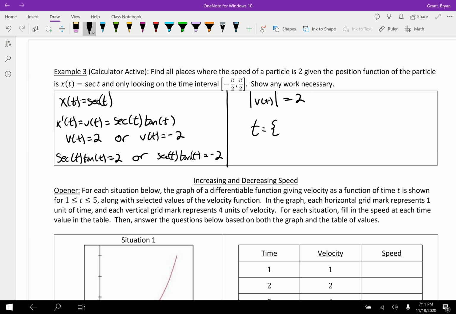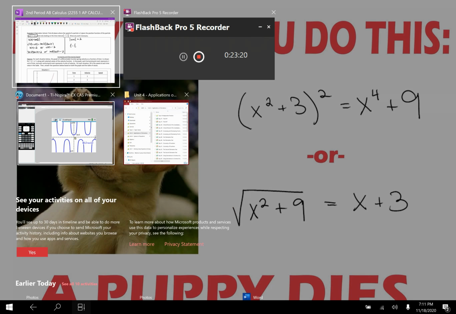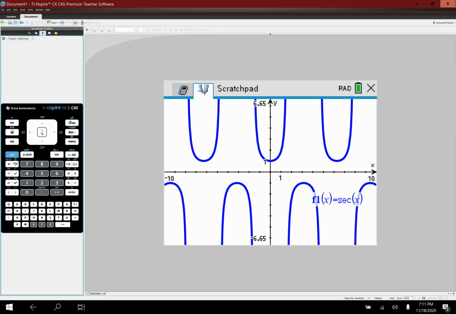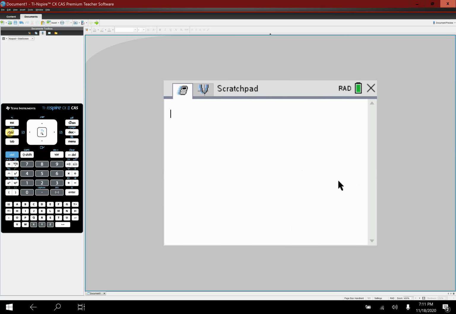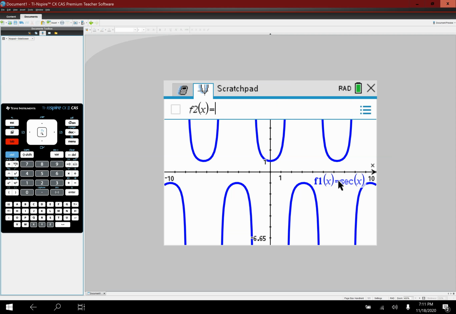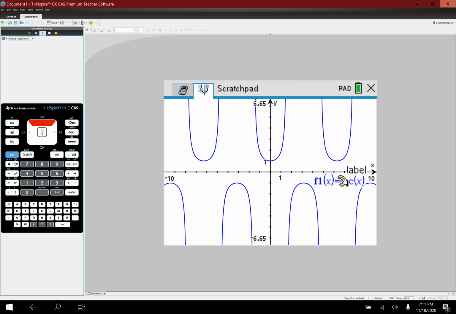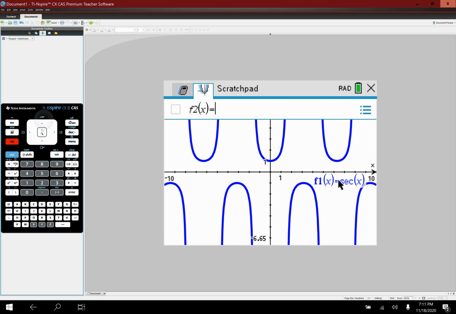So let's begin. We have x of t equals secant of t. I'm going to pull up my calculator, and I very cleverly already have secant of x ready. I always use x here, and you'll notice up here, I always forget that my calculator does not like my pen. There we go. We have to use x because it says a function of x, so we need to use x as our variable.